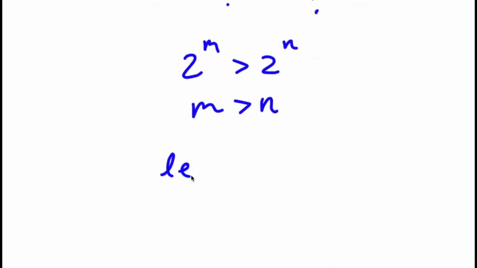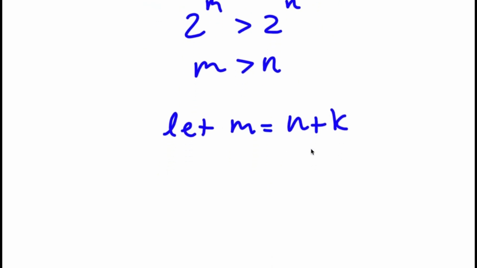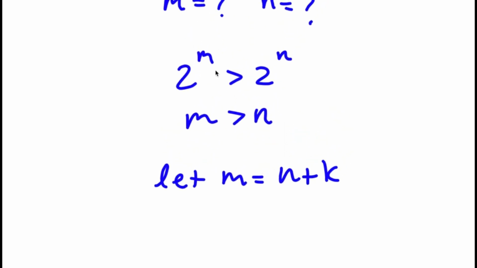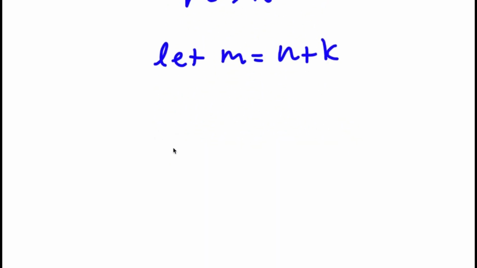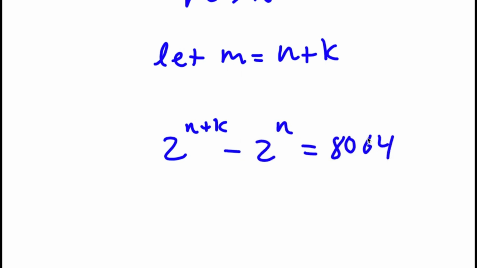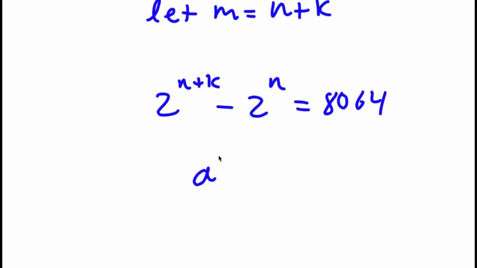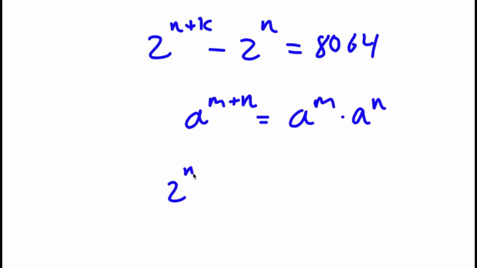So I'm going to let m equal n plus k, and k is an integer. If m equals n plus k, then I have 2 to the power of n plus k minus 2 to the power of n is equal to 8064. Now if I have something in the form a to the power of m plus n, this is equal to a to the power of m times a to the power of n. So 2 to the power of n plus k equals 2 to the power of n times 2 to the power of k, minus 2 to the power of n is equal to 8064.